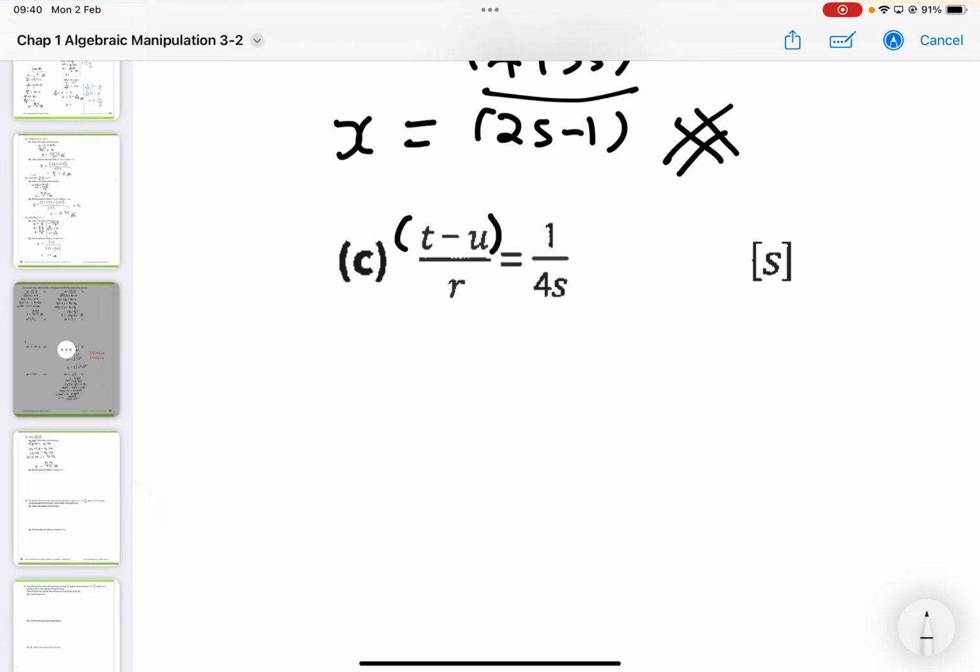At the same time, I can also multiply R across, so that I also don't have a fraction to work with. Okay? So 4s multiply across. My R also multiply across. R multiply 1 become R. 4s multiply across become 4s multiplying the entire bracket.